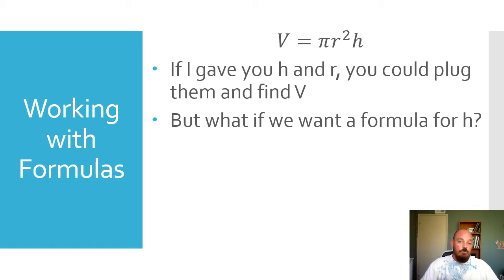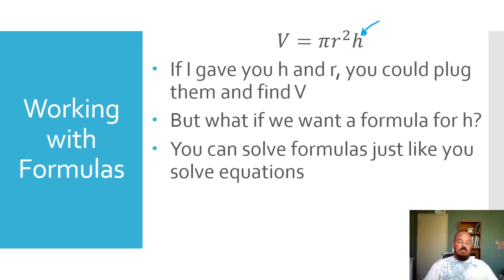So what if I wanted a formula for not the volume, but for H, for the height of a cylinder? The way you would get that is the same as we've been solving equations all module long. You guys can use inverses to cancel things out, basically isolate the H, and you have an equation for H. Isolate the R, you have an equation for R. Isolate the V, which is already done for you, you have an equation for V. So within a formula, if you isolate any one of the variables you see, you then have a formula for that.